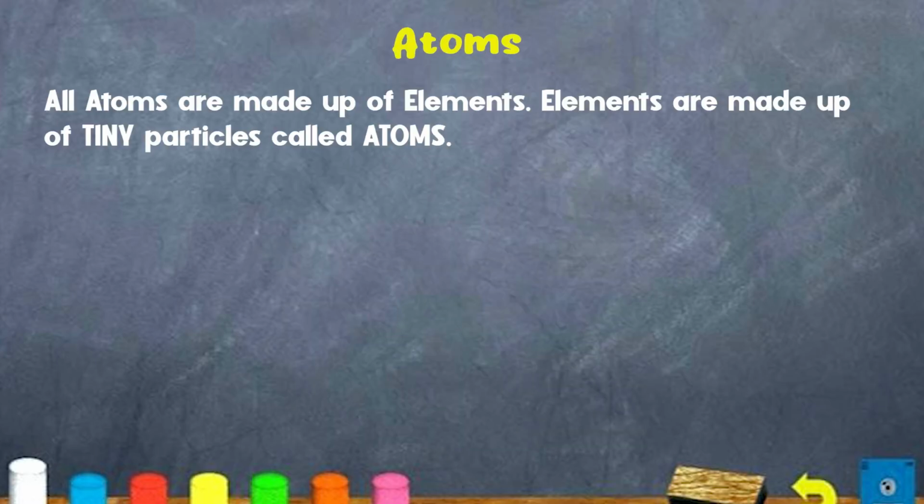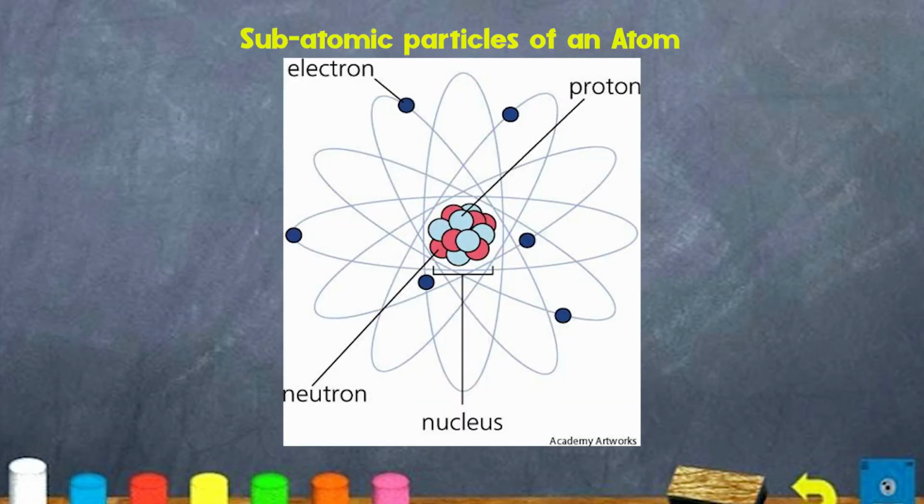Boys and girls, all matter is made up of elements. What are elements? Elements are made up of tiny particles called atoms. When you looked at the diagram, you will have seen protons, neutrons, and electrons. So what are these particles? Mind you, they are referred to as the subatomic particles of an atom.